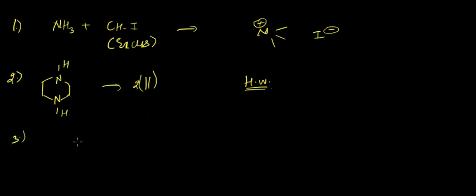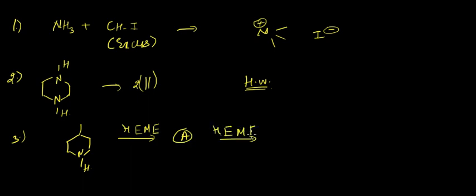Okay, third is we have something like this and H here, and we are passing it with HEME. We get compound A, and again we pass it with HEME. We get compound B. So what are A and B?